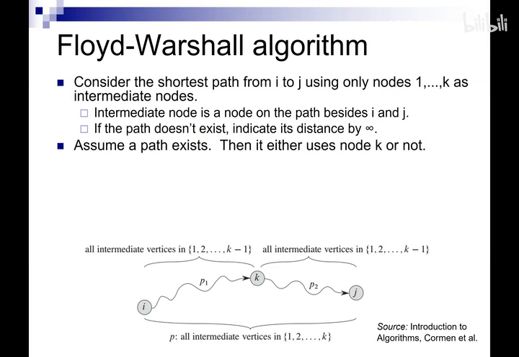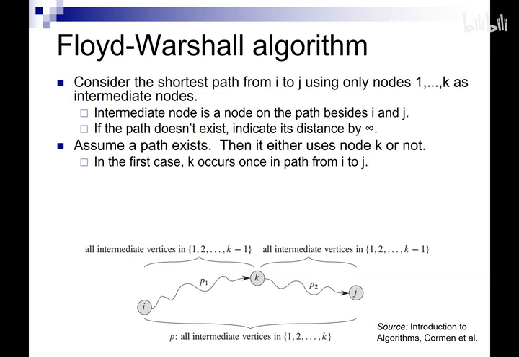Now assume that it is possible to go from I to J using only nodes 1 up to K as intermediate nodes. Then there are two possibilities. Either this path from I to J could use node K as one of the intermediate nodes, or maybe it doesn't use node K as an intermediate node. If it uses node K as an intermediate node, then that's what's being shown in the figure on the bottom.